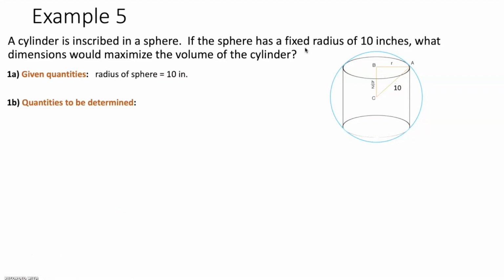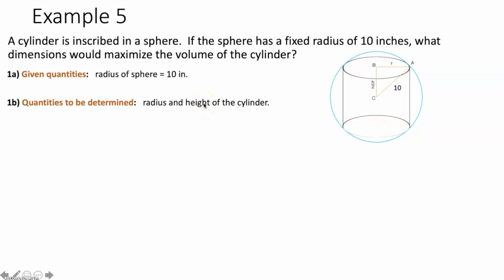Then we look at what are the quantities to be determined. So what are we trying to find in this case? Well, it says if the sphere has a fixed radius of 10 inches, what dimensions would maximize the volume of the cylinder? So the dimensions of a cylinder, we're looking for the radius of the cylinder and the height of the cylinder. So that's what we need.